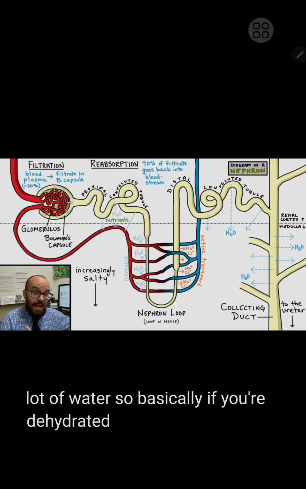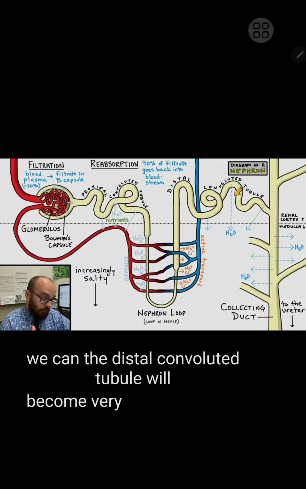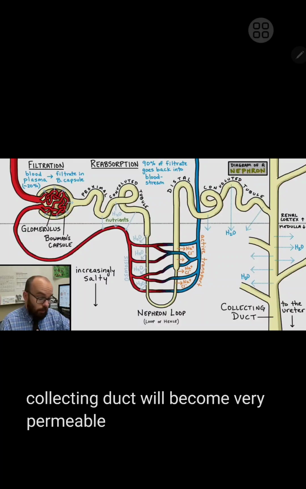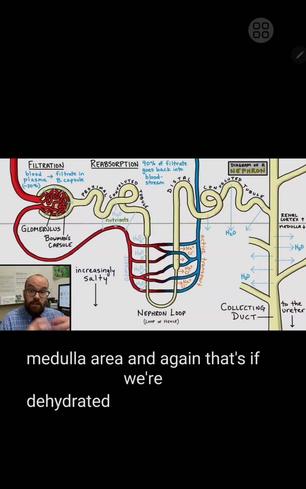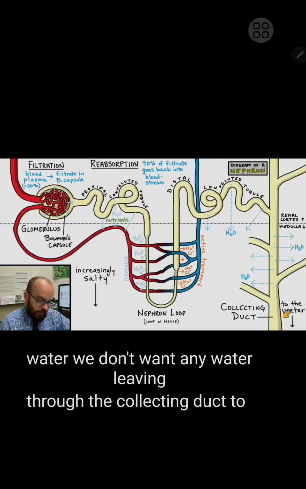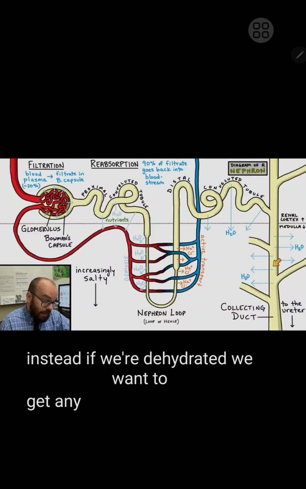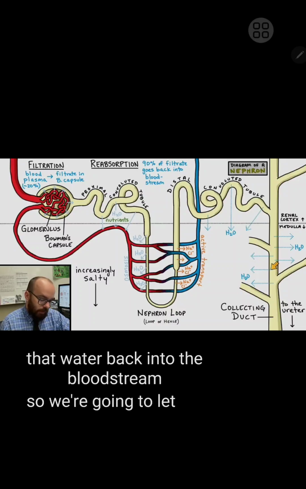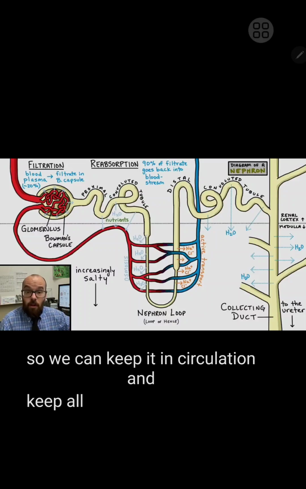So basically, if you're dehydrated, we're going to reabsorb as much water as we can. The distal convoluted tubule will become very leaky to water, so the water is going to be leaving, and so will the collecting duct. The collecting duct will become very permeable to water, so the water can leak out into the salty medulla area. And again, that's if we're dehydrated. We're trying to conserve water. We don't want any water leaving through the collecting duct to the ureter, because then we're going to lose that water whenever we urinate. Instead, if we're dehydrated, we want to get any water that's still left over in our filtrate back into the bloodstream. So we're going to let it leak out of here and diffuse back into our bloodstream so we can keep it in circulation and keep all of the water in our body.